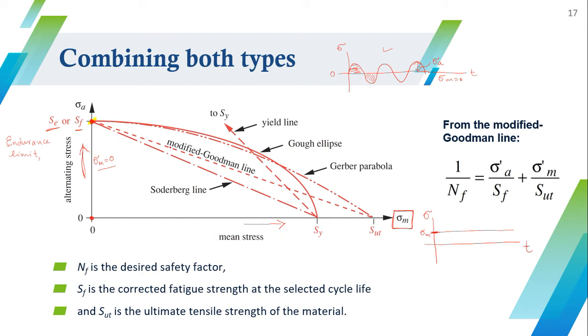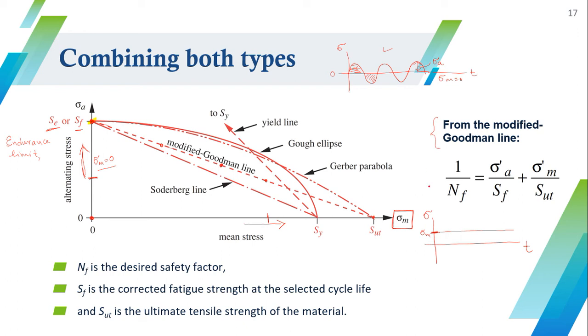And what the modified Goodman line does is it connects these two points together, so that if you are somewhere in the middle, for example, somewhere on this line where you have a mean component as well as an alternating component, you can calculate the strength of the material or the point at which it is expected to fail. So this is the line that we are going to use.